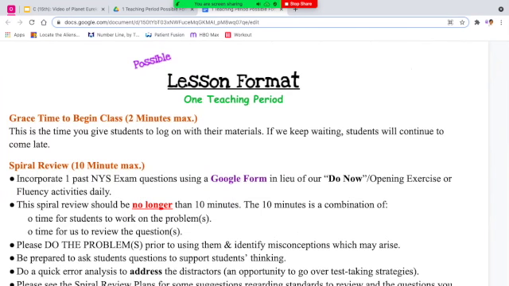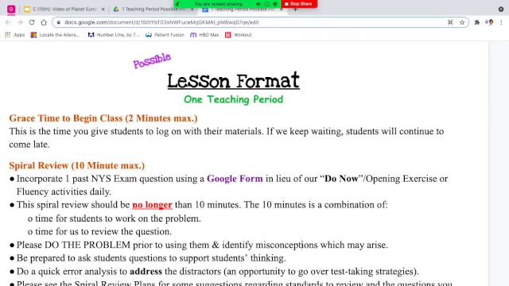I will walk you through this possible lesson format for one teaching period, which will bring us back to Spiral Review and lead us into how to embed past New York State exam questions into a Eureka lesson. First, let's begin with the grace period. We want to allow students 2 minutes max to log on with their materials. Keep in mind, if we keep waiting for students, students will continue to come late. So please make sure that you set that expectation in your class.